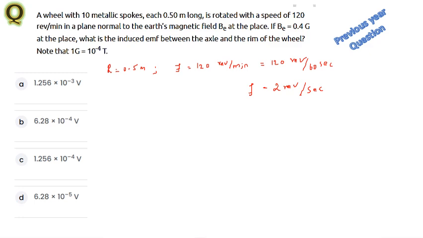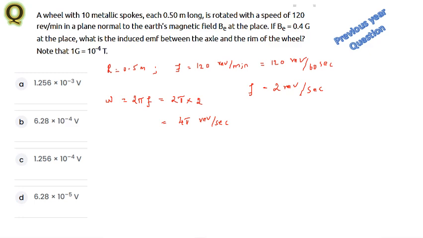Now, angular frequency: omega is equal to 2 pi f, or even 2 pi nu. Similar concept here: 2 pi into the frequency given, 2 revolutions per second. So the angular frequency here is 4 pi radians per second. This is the rotation, the angular velocity.